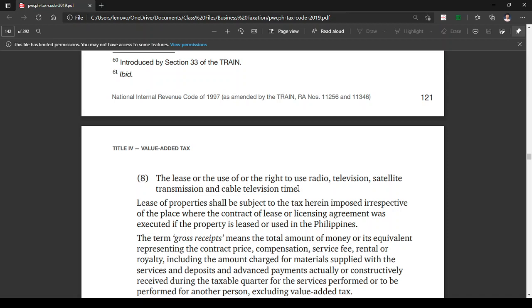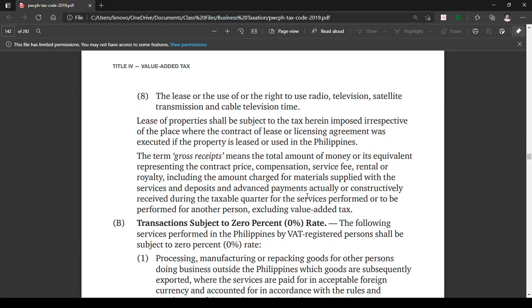So, even kahit na yung contract is na-signed, let's say, outside the Philippines, so kahit na sinign nila yung contract outside the Philippines, kung yung mismong radio site or yung mismong coverage ng radio is within the Philippines, okay, leased or used in the Philippines, it is still subject to tax inside the Philippines. So kahit hindi dito sa Pilipinas yung mismong pinag-signan ng kontrata, kung yung paggamit ng renta na yon is under sa Philippines, it is still taxed dito sa Pilipinas.